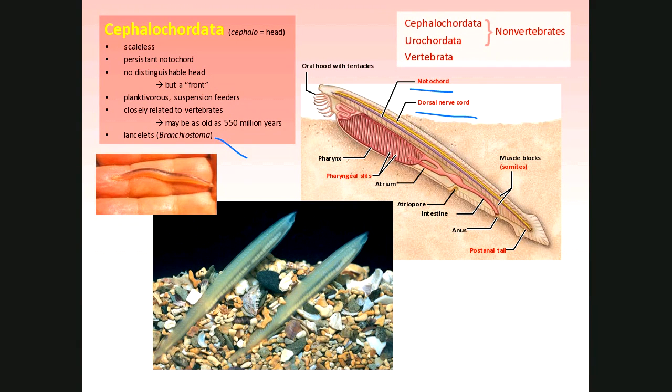Dorsal nerve cord, okay? Pharyngeal slits. Water moves in through the oral hood and the tentacles across the pharyngeal slits where oxygenation occurs. Then it dumps into an atrium or an open area, and then it goes out. The water goes out through the atriopore. Of course, the digestive material pours out through the anus. So we've got pharyngeal slits, dorsal nerve cord, a notochord, a postanal tail. So you're a chordate. You may not have a backbone. You have a persistent notochord.